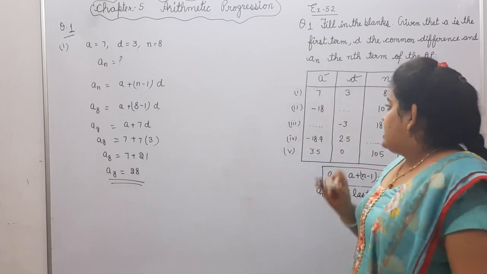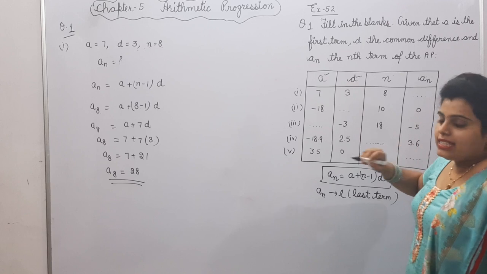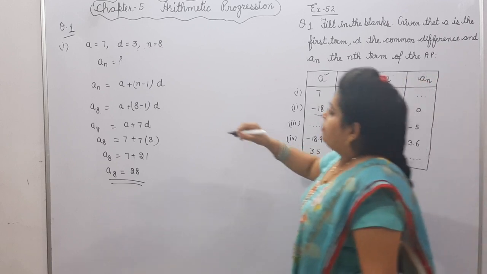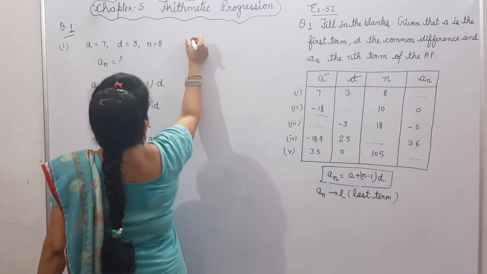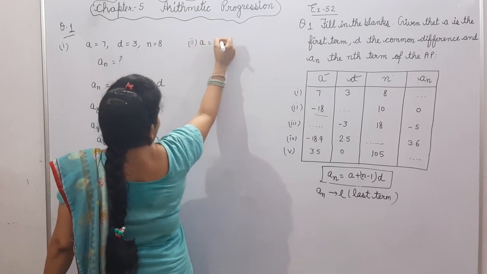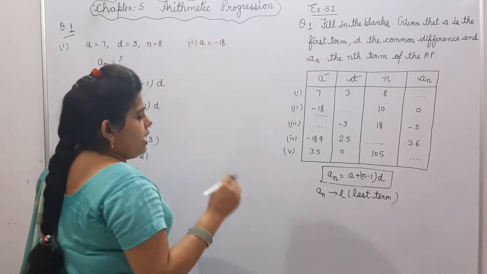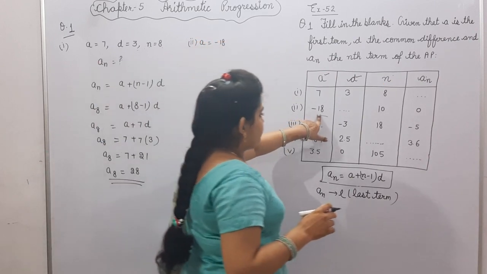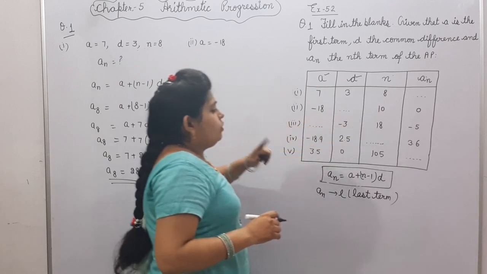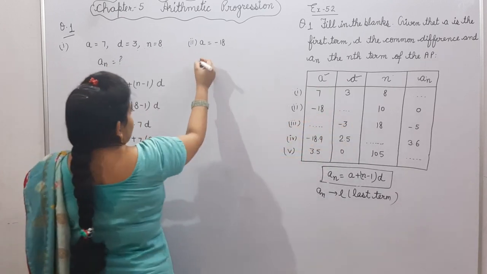Now let's see second part. What is given in second part? A is given. In second part A is equal to minus 18. Here A is given. Now D is blank. We have to find the value of D.